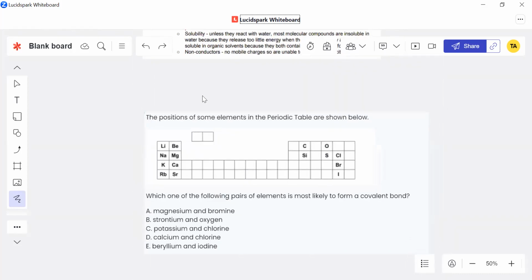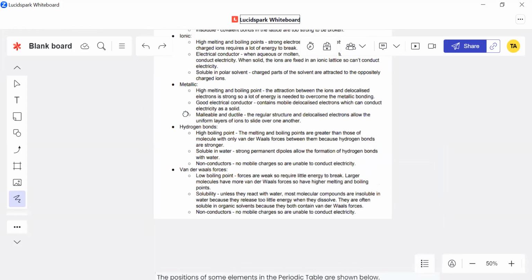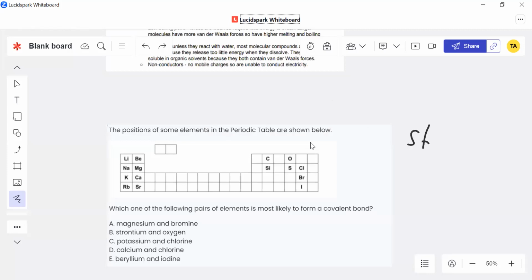In the next class, I'll start chapter number 5, which is stoichiometry. It's all the calculation part, and that's very important because a lot of questions come from stoichiometry every year.